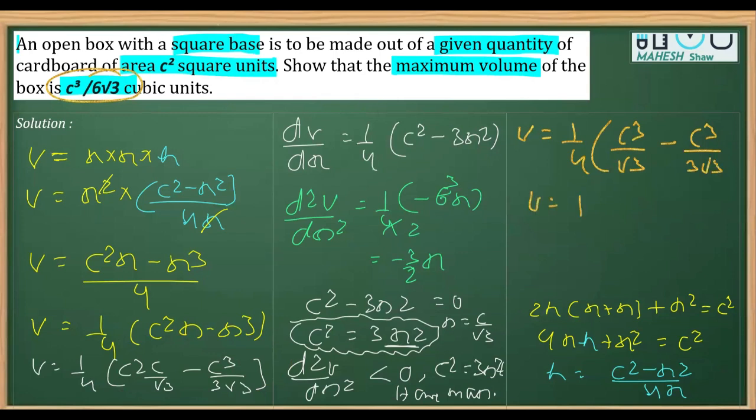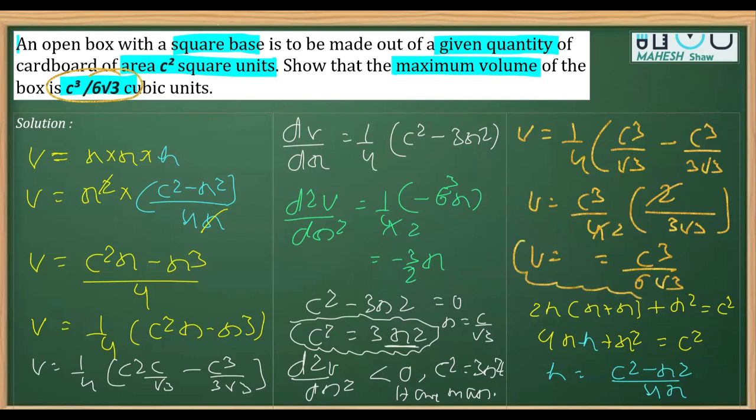So this is V is equal to 1 over 4. I can take c cube common. So this is c cube on taking out common, and with further simplification, the LCM is going to be 3 root 3, and this is 3 times. Now this is 3 minus 1, which is 2. And if I reduce this 2, this cancels with the 4 to give 2, so we are getting c cube over 6 root 3. Yes, that is what we needed to prove over here. And we'll say that this is the maximum volume in cubic units.